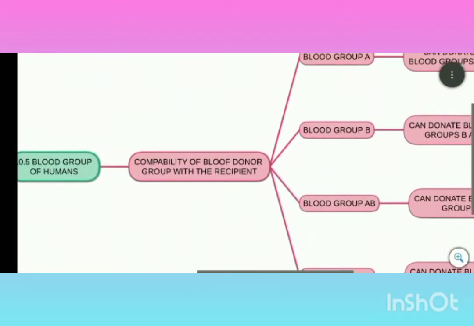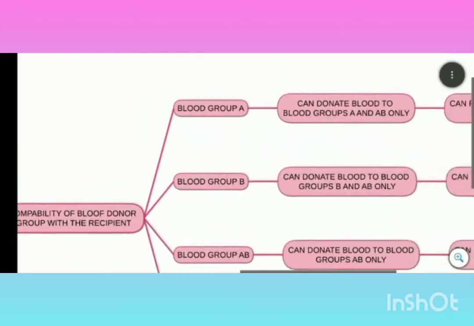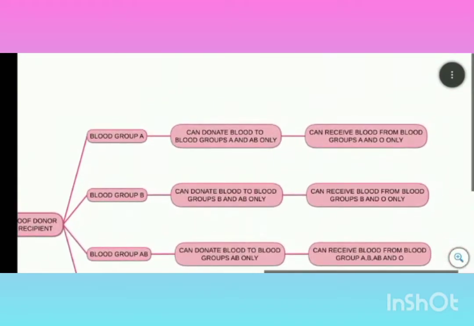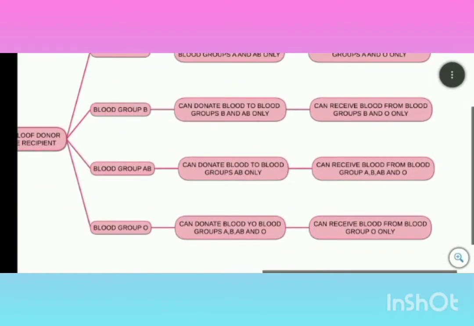In the compatibility of blood donor group with the recipient, blood group A can donate blood to blood groups A and AB only, and it can receive blood from blood groups A and O only. Blood group B can donate to blood groups B and AB only, and it can receive blood from blood groups B and O only.